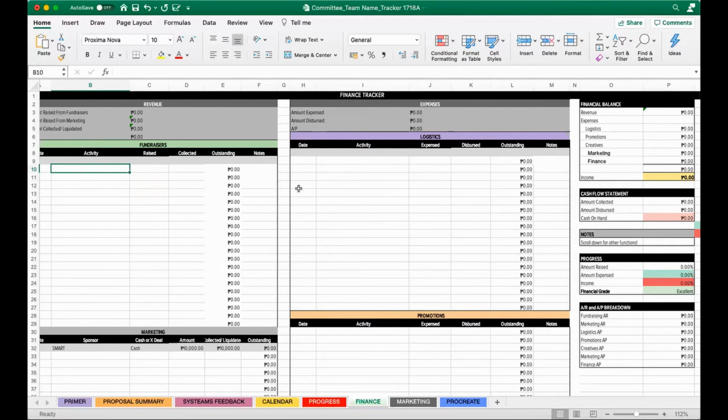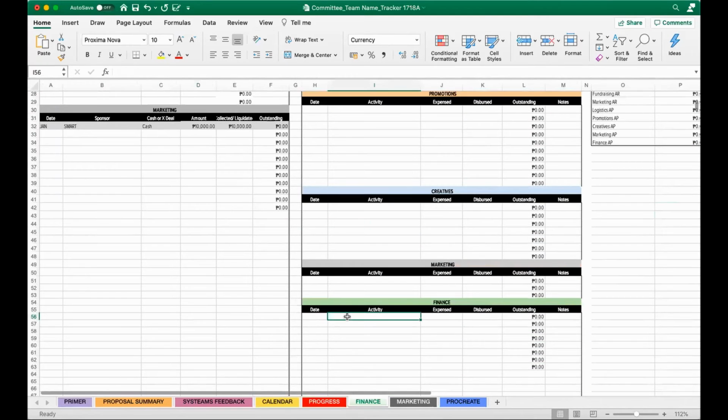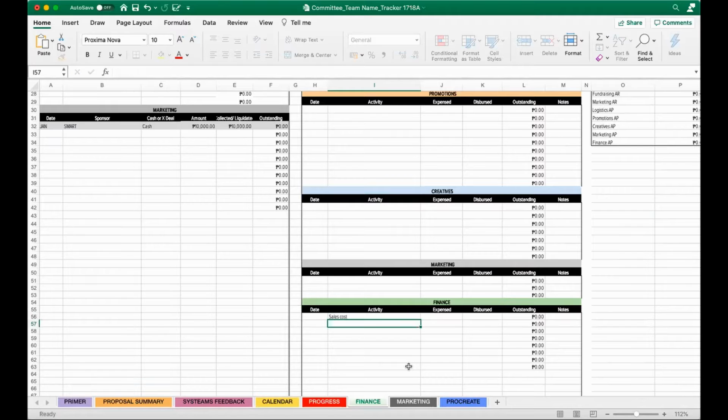So let's start with a fundraiser. So let's say the app sold shirts. They sold shirts, shirt sale, and let's say they raised 100,000 from that from revenue. They collected all of it on time, and then the shirts cost them, let's say, 70,000 to produce overall. So let's say they sold out, for simplicity's sake.